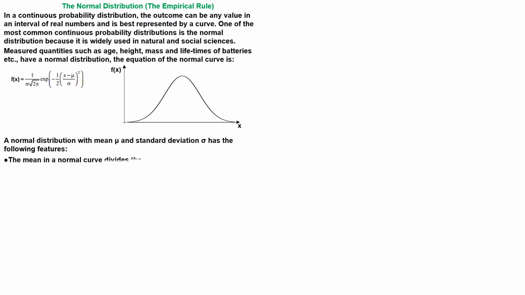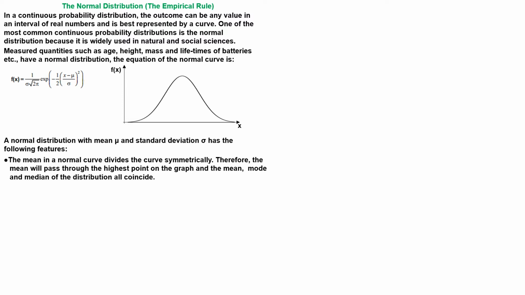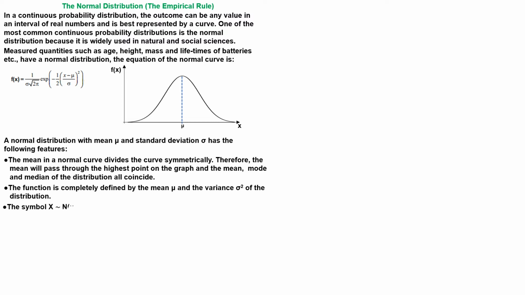The mean in a normal curve divides the curve symmetrically. Therefore, the mean will pass through the highest point on the graph, and the mean, mode, and median of the distribution all coincide. The function is completely defined by the mean μ and the variance σ squared of the distribution. This symbol denotes that the random variable x is normally distributed with mean μ and variance σ squared.